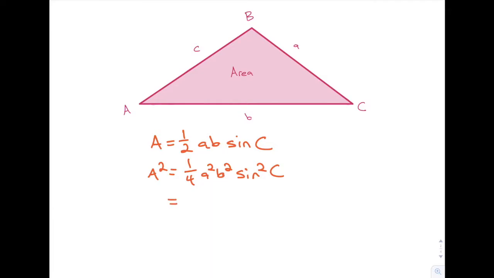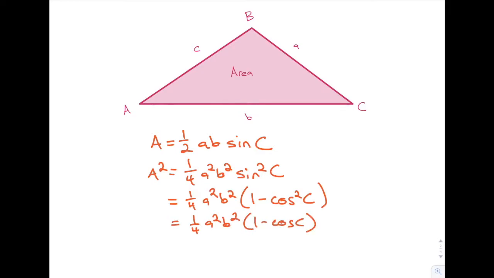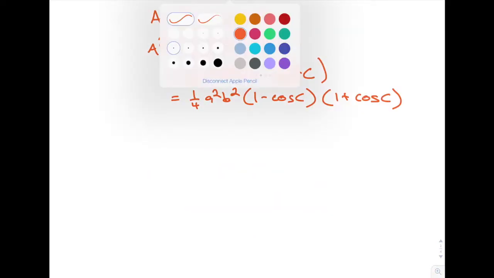squared C, which by our Pythagorean identity, which says that sine squared C plus cosine squared C equals 1, we can say that this equals 1/4 a squared b squared (1 minus cosine squared C). And then since this is a difference of two squares, we can factor it. So we have 1/4 a squared b squared (1 minus cosine C)(1 plus cosine C). So now we're going to write each of 1 minus cosine C and 1 plus cosine C in terms of a, b, and c.